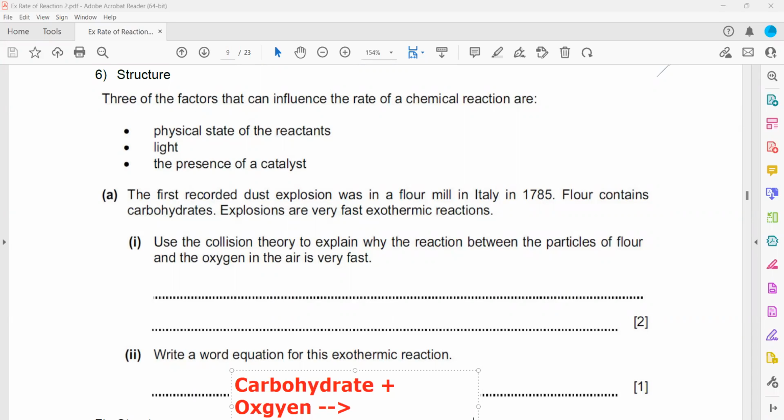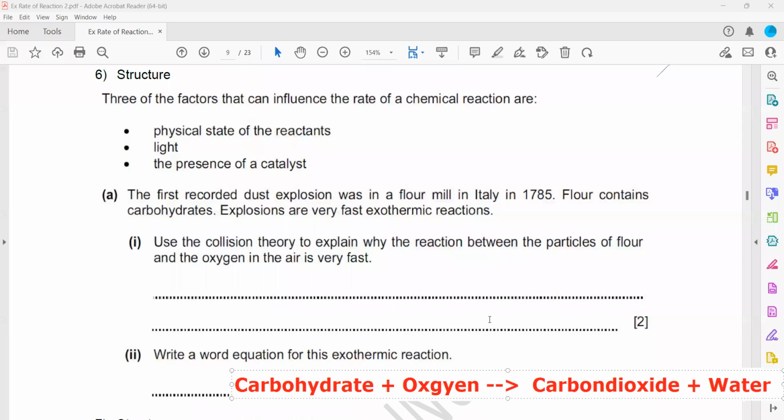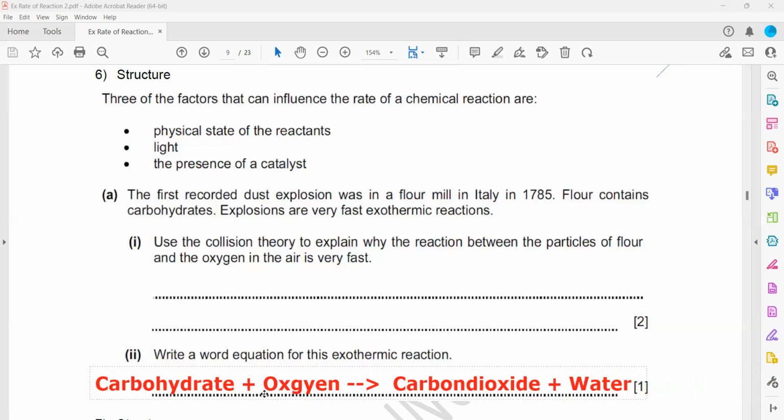So whenever a compound, for example if carbon is burned, what is the product? Word equation: carbon plus oxygen gives carbon dioxide. If hydrogen is burned, hydrogen plus oxygen gives water. But if carbohydrates are burned, which contain carbon and hydrogen, the product will be carbon dioxide and water. Both will be there. So the word equation is carbohydrate plus oxygen gives carbon dioxide plus water.